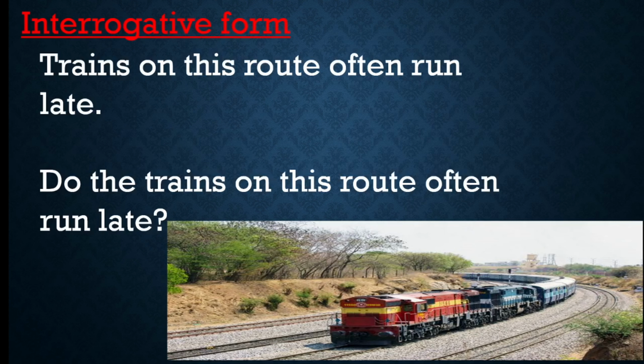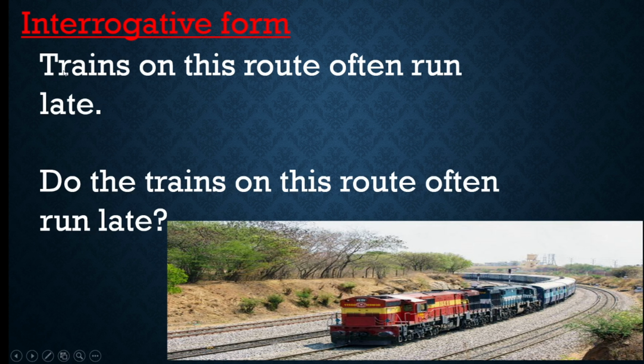Okay, let's move on. Now here you see, when you are forming interrogative form, trains on this route often run late. Now look here, trains, plural. When plural come, we have to use only root form run. Okay. Now how will I make this interrogative? That is, see children, here there is no auxiliary verb am, is, or are. There is no auxiliary verb.